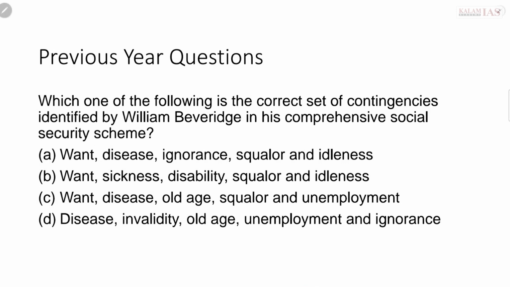We had discussed the Beveridge report provides for these five: want, disease, ignorance, squalor, and idleness. These were the contingencies identified by Dr. Beveridge. So the correct option is A.